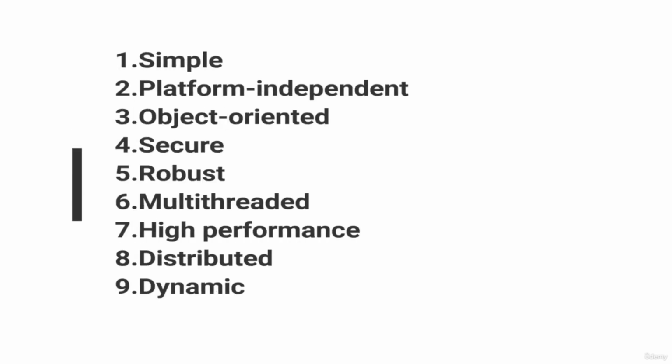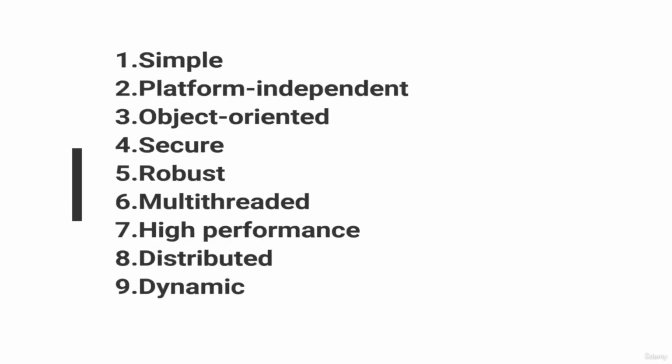Distributed. Java supports distributed programming, which means we can distribute Java programs in more than one system, which is connected through the internet. We can use features like EJB, Enterprise Java Bean, and RMI, Remote Method Invocation, in Java to support distributed features. It is dynamic.